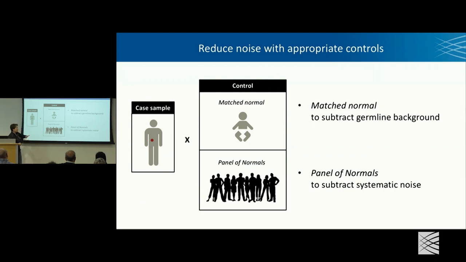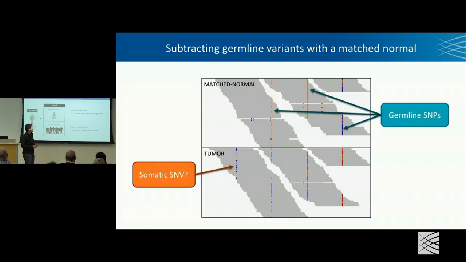The main two types of controls we can use in this context are using a matched normal, so if we have tissue from the individual but from healthy tissue, and having a panel of normals, which is just sequence from other people. The matched normal allows us to subtract the germline background of the individual, and the panel of normals we're going to use to subtract just systematic noise, artifacts that are recurring in many people.